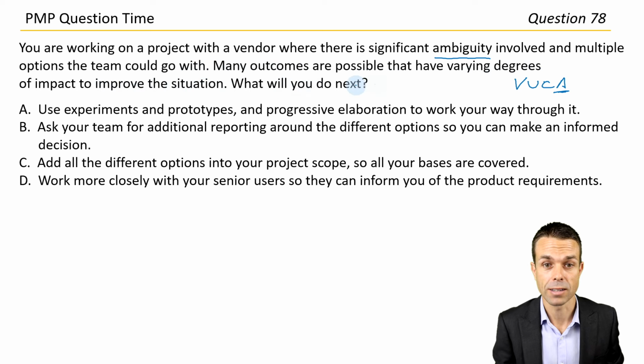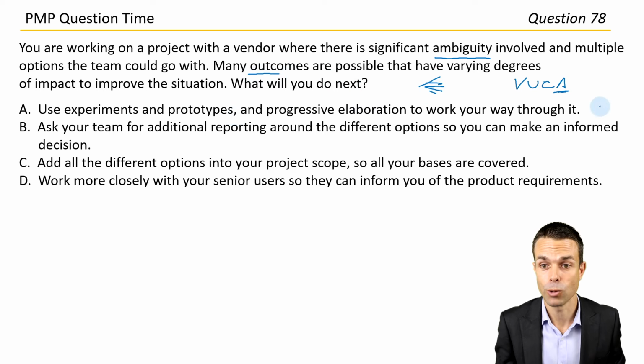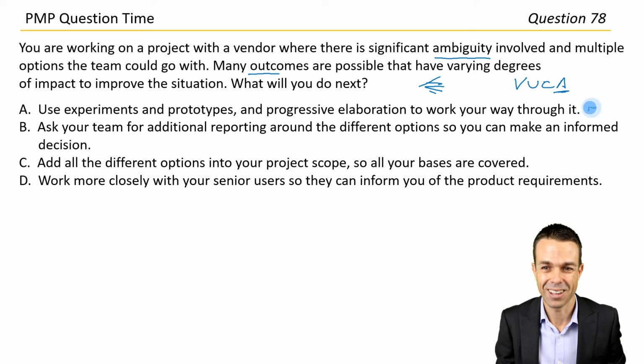So what are we going to do next? So we've got many outcomes. It's ambiguous. Which way do we choose? Use experiments and prototypes and progressive elaboration to work your way through it. That actually sounds awesome. So that sounds perfect.